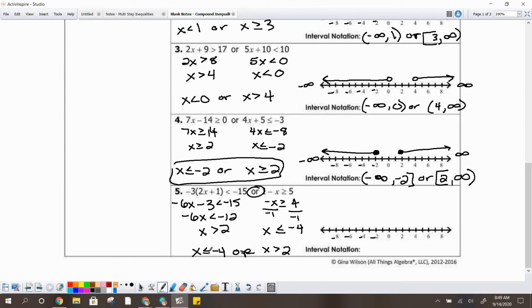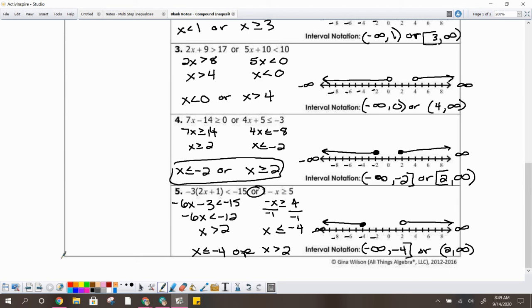So closed circle, because it's underlined here on negative 4. Not eating that variable, so to the left. Okay, and then 2, open circle, because there is no line. It is eating that, so we go to the right. Interval notation, negative infinity, comma, negative 4, or 2, comma, infinity. Infinities are always parentheses. This is a closed circle, so it's a bracket. This is an open circle, so it's a parenthesis.